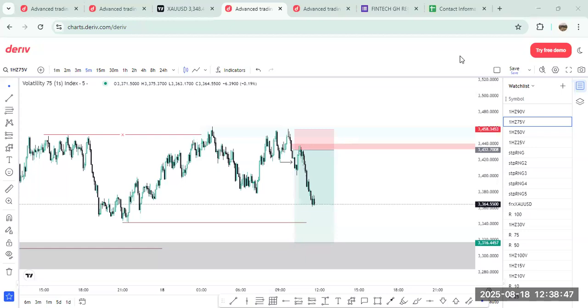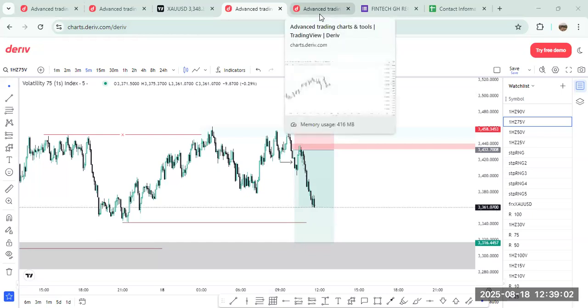Actually today I saw a setup on Vix75 1S and I said let me share what I saw so that you can also learn from it. I'm going to use the ICT 2022 model for this video. Without wasting much time, let's go straight into the video.